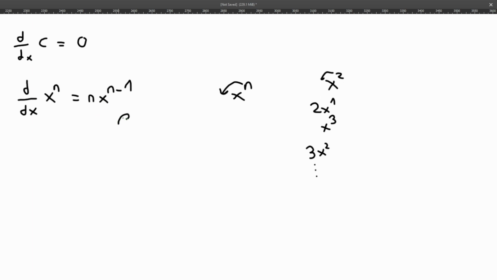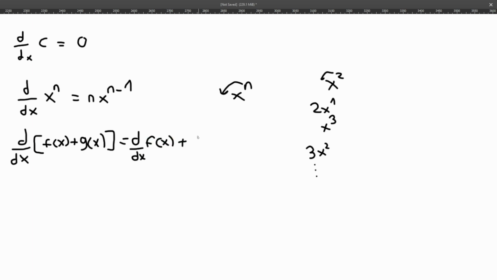And we call this the power rule, but I'm not sure if you're required to know that. Another basic rule that we need to know is that the sum of derivatives is equal to the derivative of the sum. So the derivative of a sum of two functions, let's say f of x plus g of x, is equal to the derivative of f of x plus the derivative of g of x.